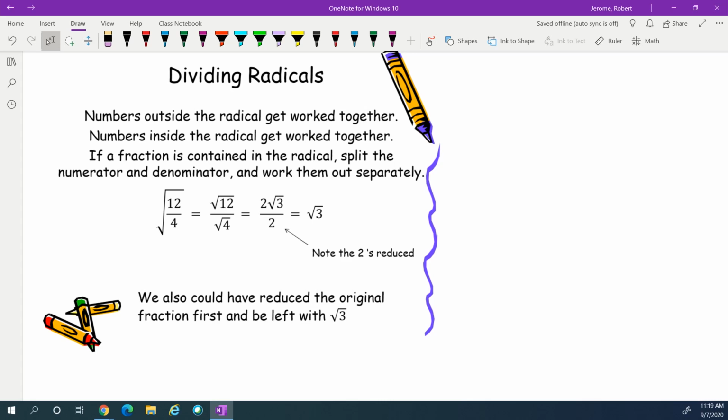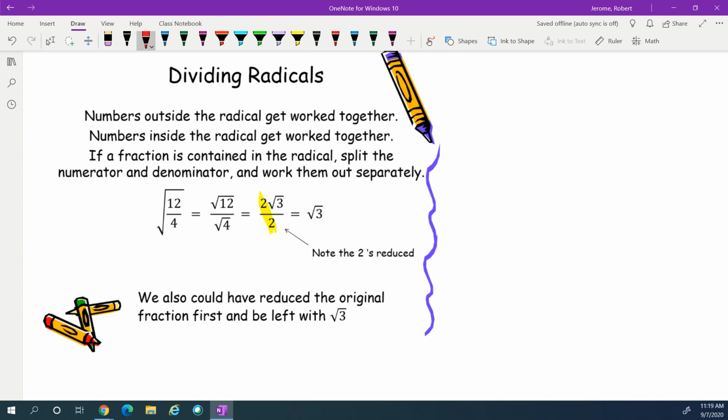So remember, whenever we have fractions, we always want to reduce fractions. In this example, I split the radical, top and bottom. I simplified the top. Then I simplified the denominator. And the thing to notice here is that we always reduce fractions. So this goes back to numbers on the outside work together, numbers on the inside work together. On the outside, I have a 2 over 2. Well, 2 over 2 is 1. So they cancel out, and we're left with square root 3.